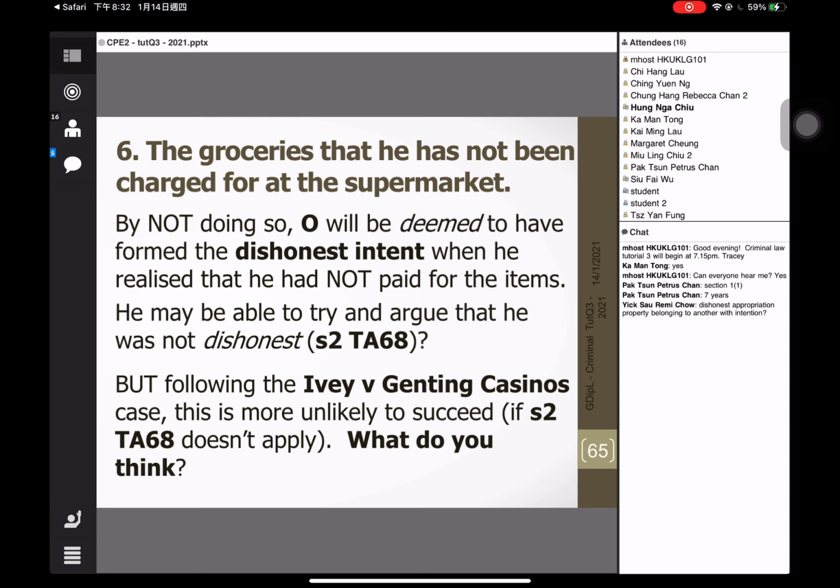If he doesn't, then maybe he might be deemed to have a dishonest intention, but he could try to argue Section 2.1a, 2.1b, 2.1c, for example, that he wasn't dishonest because he had an honest belief that the owner would have consented had they known of the circumstances of the appropriation.